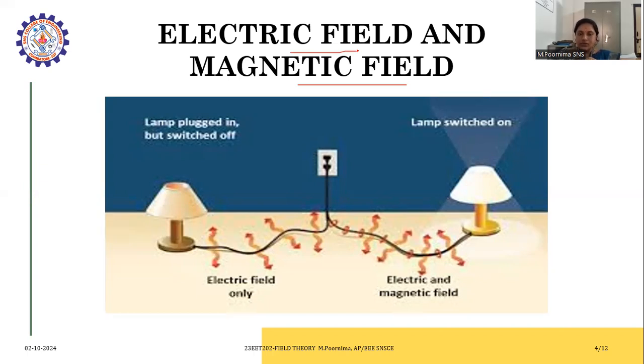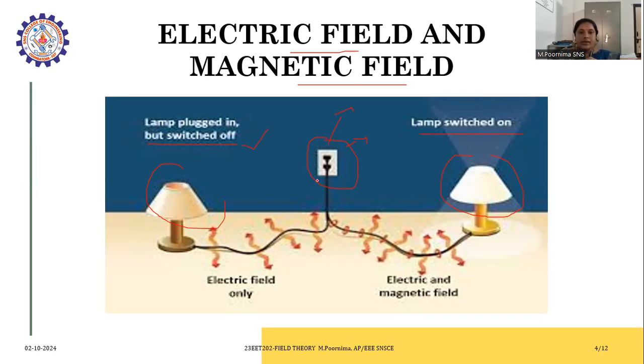Here you can see the picture. In this picture, we have a power switch, power points and a power plug, and we have two lamps connected with the power switch. The first lamp is plugged in, but the switch is in the off condition. For the second lamp, the switch is in the on condition.